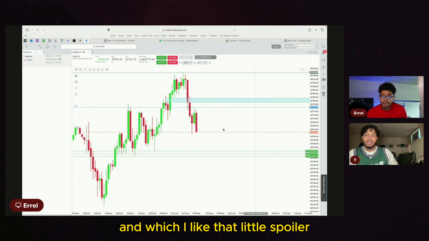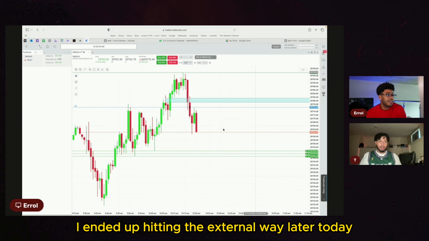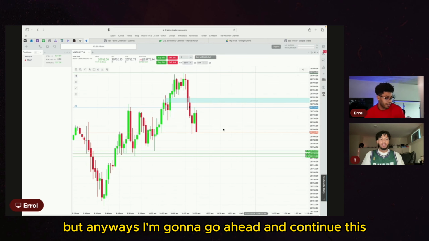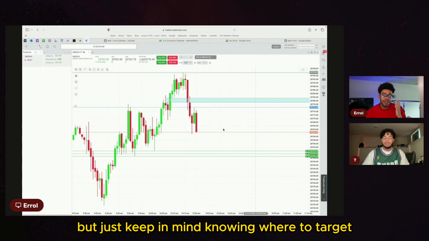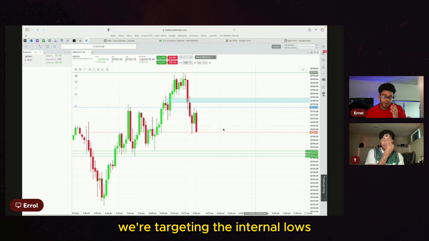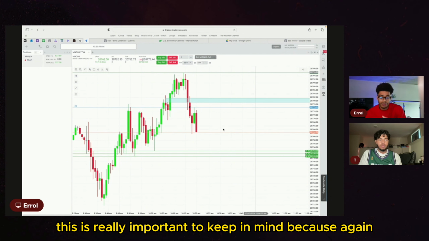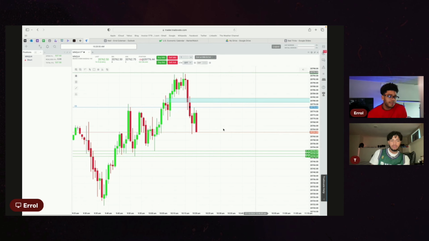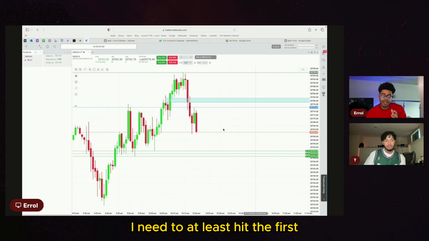Little spoiler, I ended up hitting the external level way later today and it was a great sell-off. But anyways, I'm going to continue this. Just keep in mind, knowing where to target: we're targeting the internal lows. This is really important because they're the highest probability trades. For this to be a valid trade, it needs to at least hit the first internal low of liquidity. If it never does that, then this trade was a dud in the first place, and I'll put it down as a dud when I go back and journal.